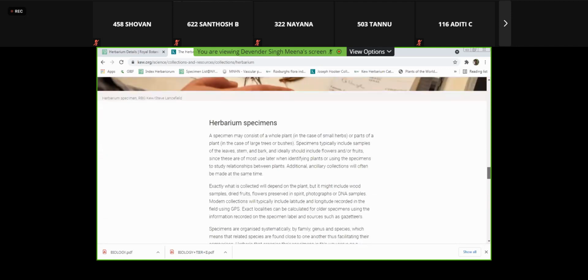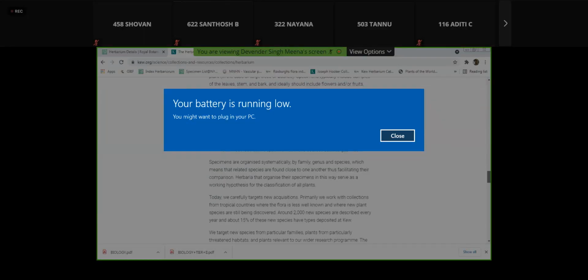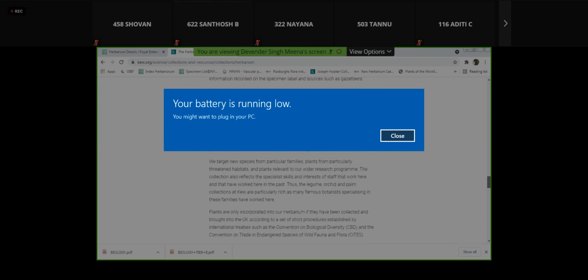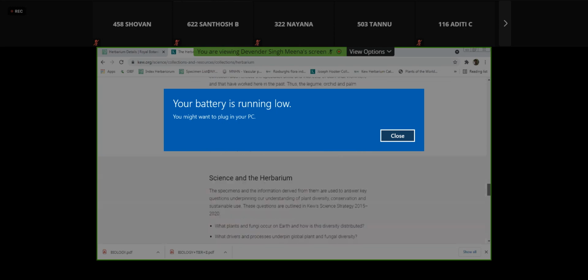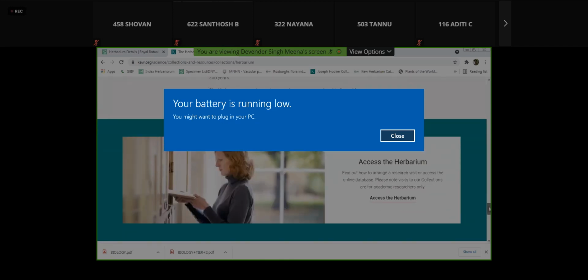You can get all these details from here, what they have written over here, that how they collect the specimens, and these days how they are using the DNA samples, and how they are extracting DNA samples from old materials as well, right? So you can explore all these things.